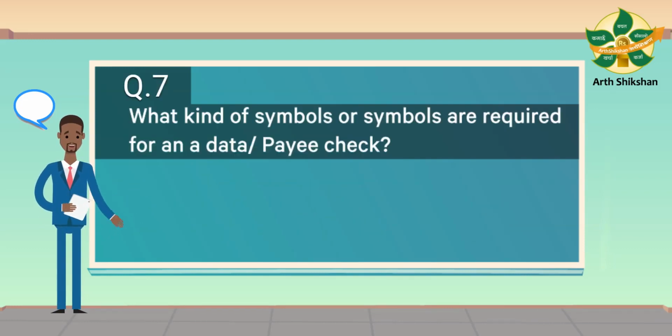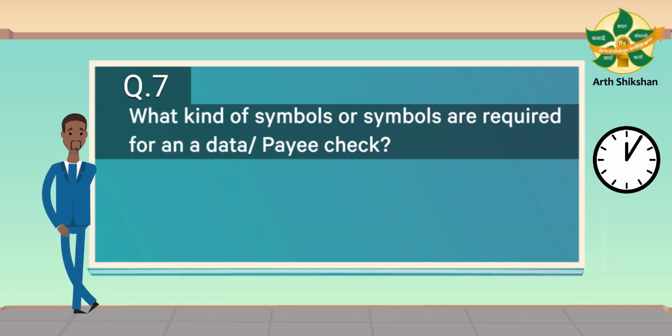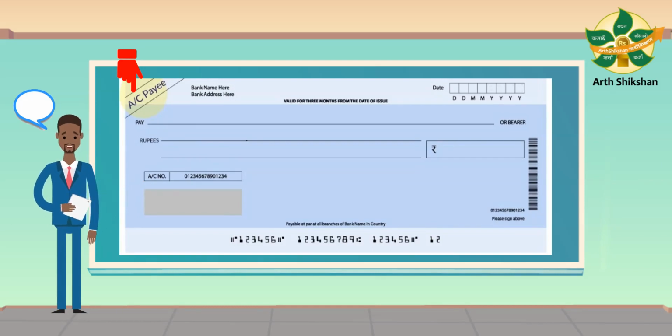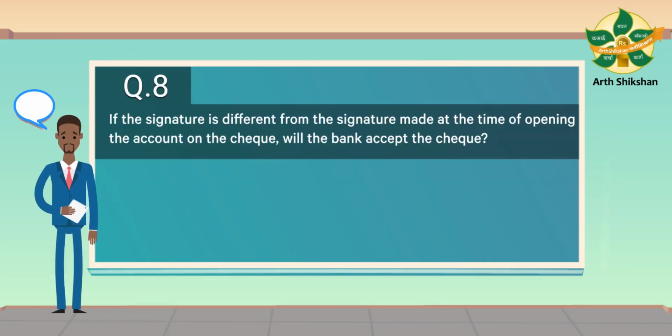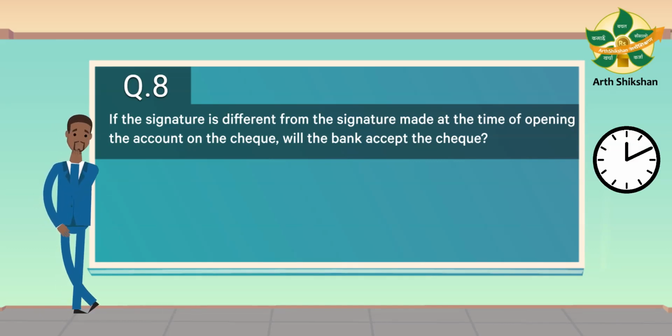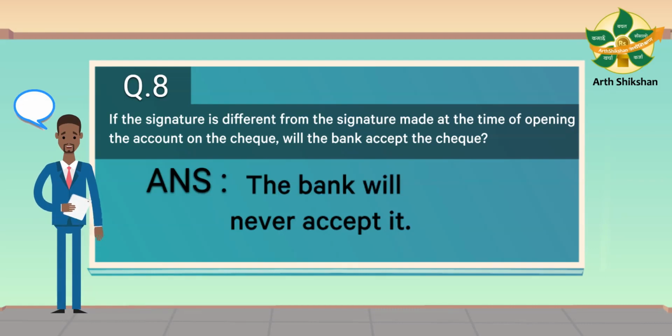Question 7. What kind of symbol or symbols are required for an account payee check? Answer. 2 oblique horizontal lines in the left corner at the top of the check. Question 8. If the signature on the check is different from the signature made at the time of opening the bank account, will the bank accept the check? Answer. The bank will never accept it.